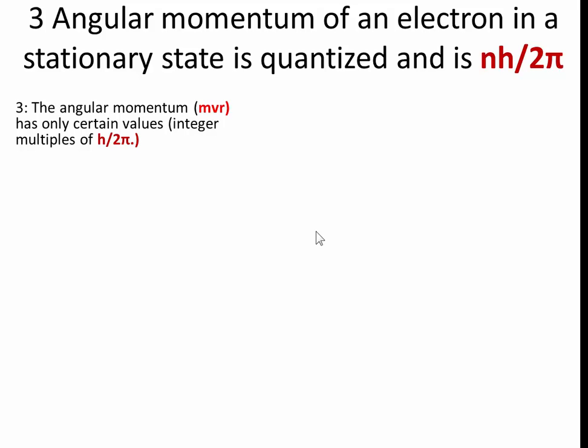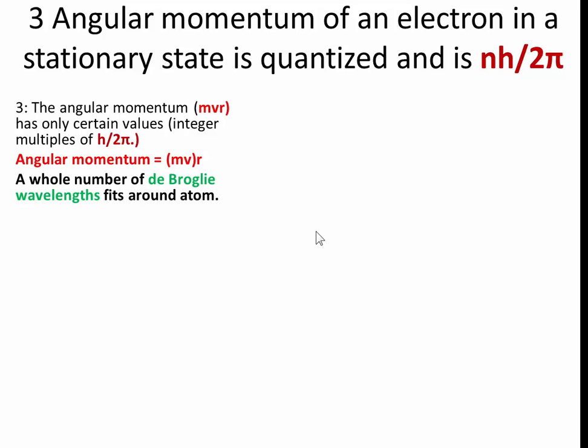So let's look at this thing called the angular momentum. We see it's mv times r, which is basically its momentum times the radius that it's at at that time. And it's only going to have certain values: h over 2 pi, 2h over 2 pi, and so on. So the angular momentum is mv, the momentum, times r.